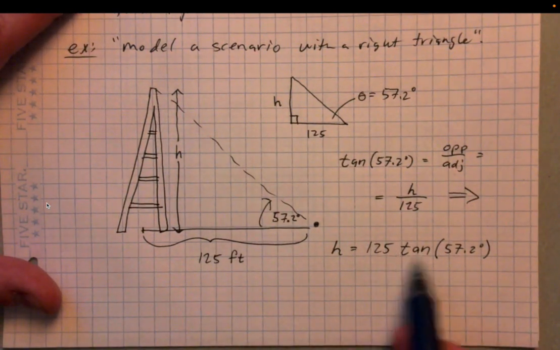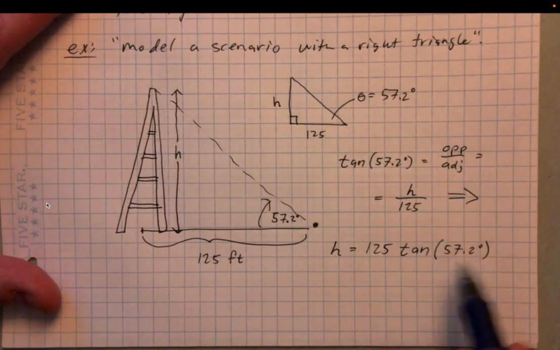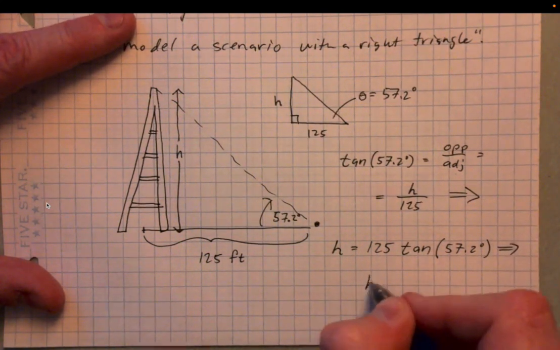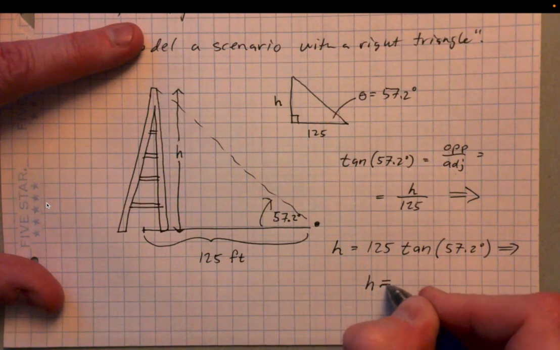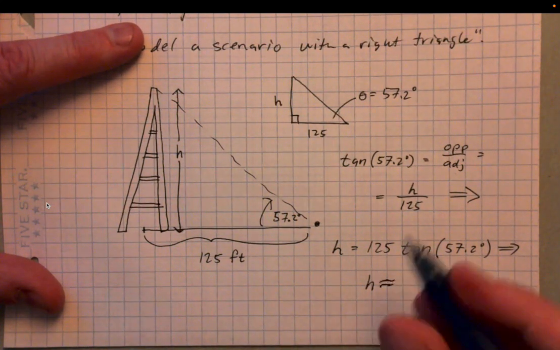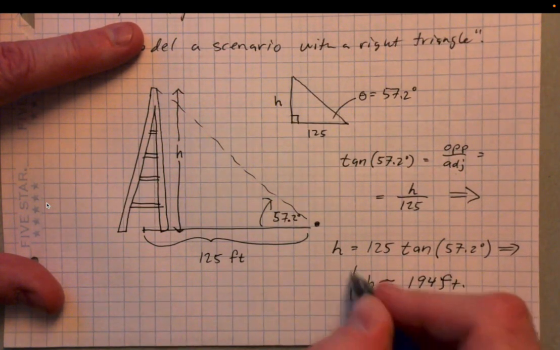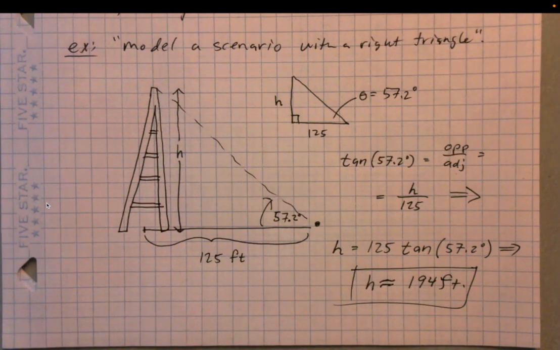Right, and so you can plug tangent of 57.2 degrees into a calculator, you'll get some number, and when you multiply that by 125, you should get h is equal to, and this is approximate, so let's make sure we're clear on that. The height is approximately 194 feet. Okay, perfect. So that's a nice example of just modeling a scenario using a right triangle.